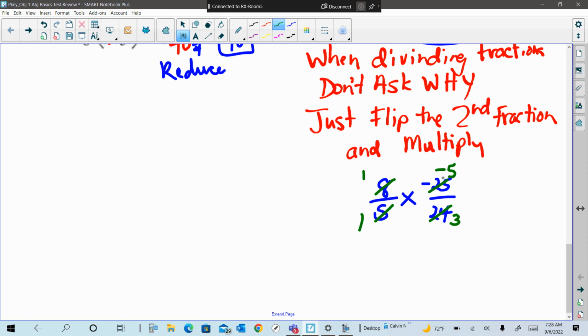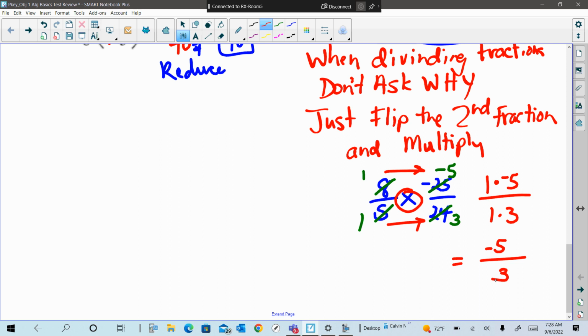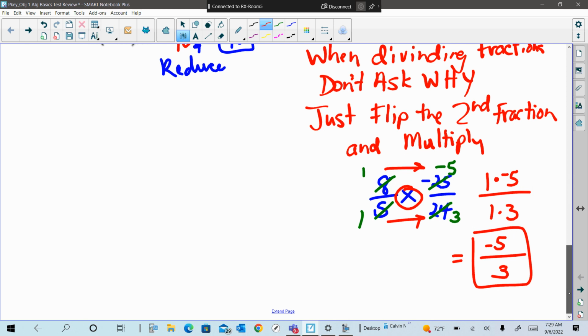Now I'm just multiplying straight across. Because we're multiplying here, you're just going to go straight across. So this is basically saying 1 times a -5 over 1 times 3, and that can be reduced to -5/3. So you can reduce before you multiply, or you can just reduce at the end if they have common factors. Okay. All right, so that first section is fractions.